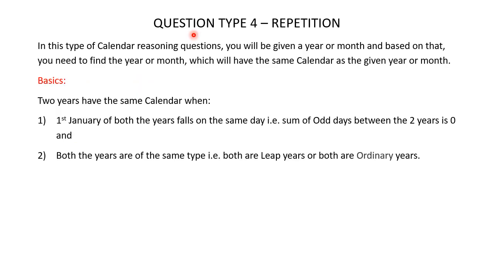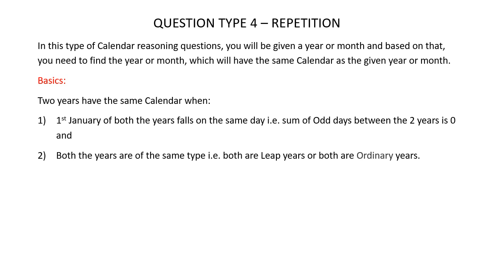Let's look at question type 4, repetition. In this type of calendar reasoning questions, you will be given a year or month, and based on that, you need to find the year or month which will have the same calendar as the given year or month.